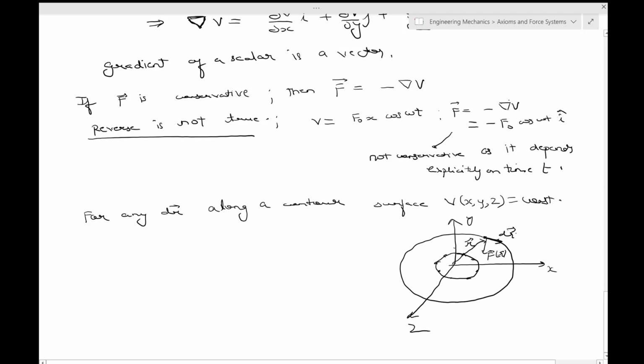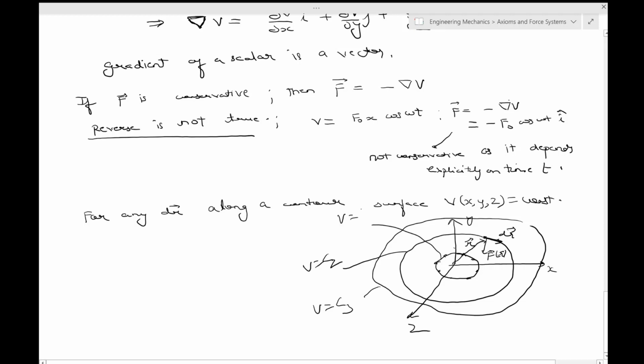Okay, and say this is V equal to C2, and then you can have a third one, this is V equal to C3, and then you can have a first one which is V equal to C1. So clearly C3 is greater than C2 is greater than C1. Okay, now for any dr along a contour surface V, so this is V equal to C2 contour surface on which we have taken a dr.